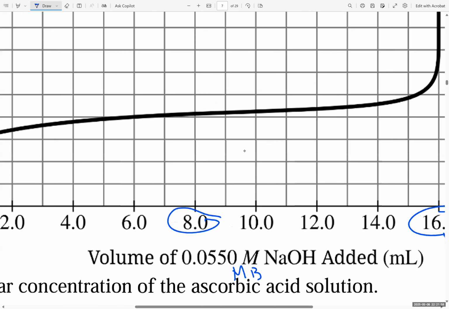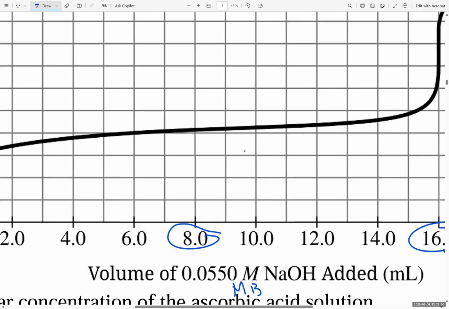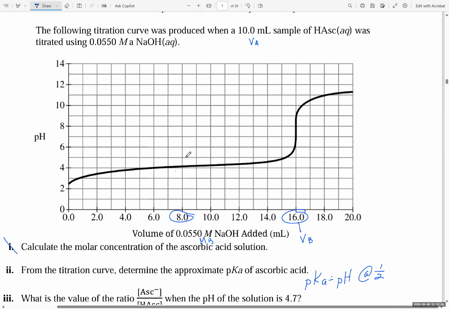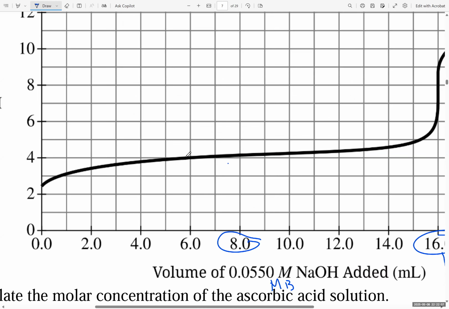So let's see what this is. I got, oh, excuse me. I just didn't like that. Stupid computer.